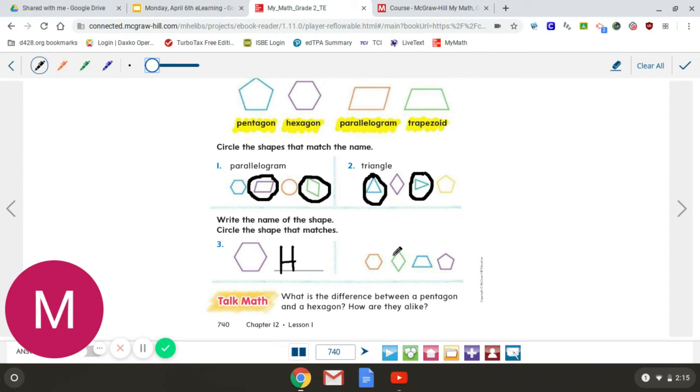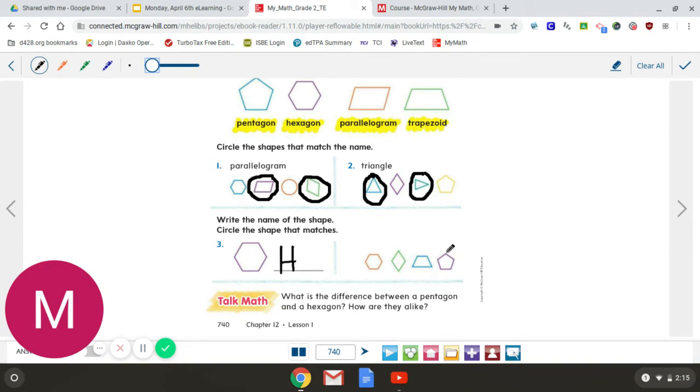So does this shape match? We only have 4 sides here, so I don't think this one's going to count. This one also only has 4 sides, and this is called a trapezoid, this funny shape. So that's not going to work. This one looks like it could work.